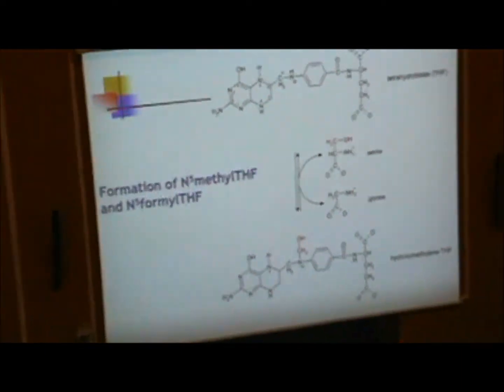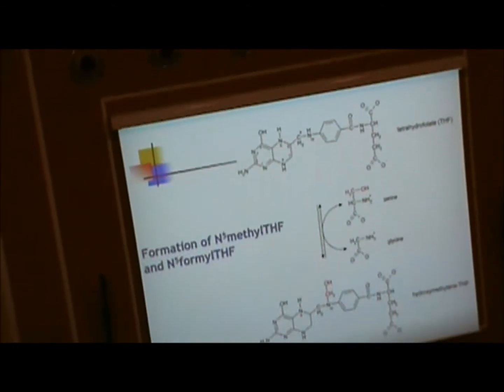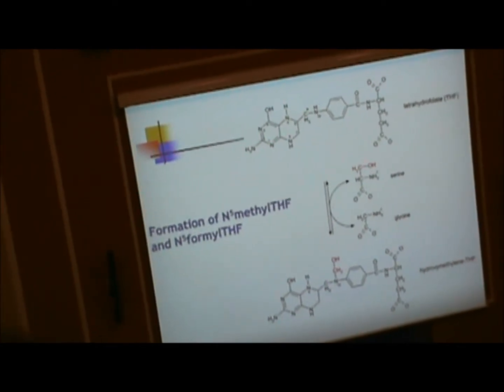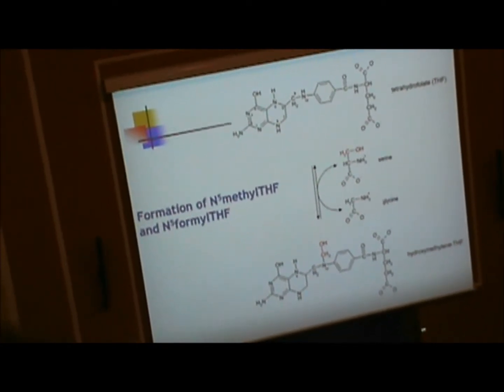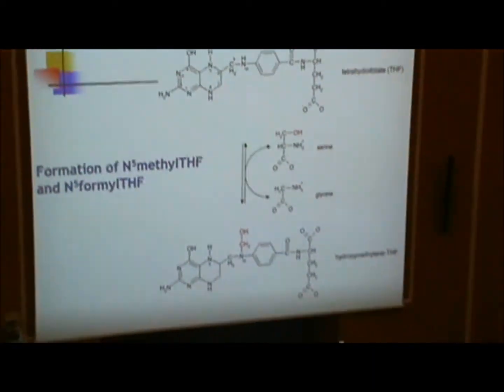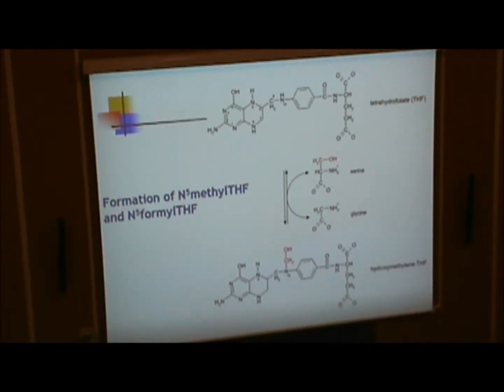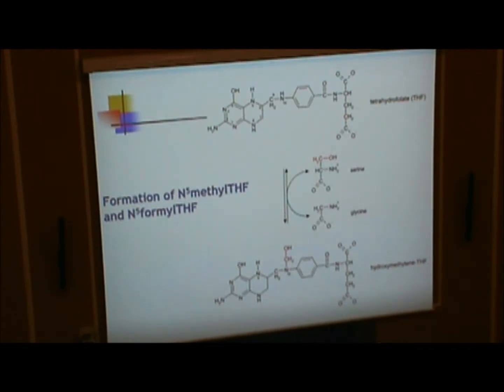Biologically active substances produced from amino acids. The first active substance produced from amino acids are active one-carbon fragments. Active one-carbon fragments are the active methyl group or the active formyl group.